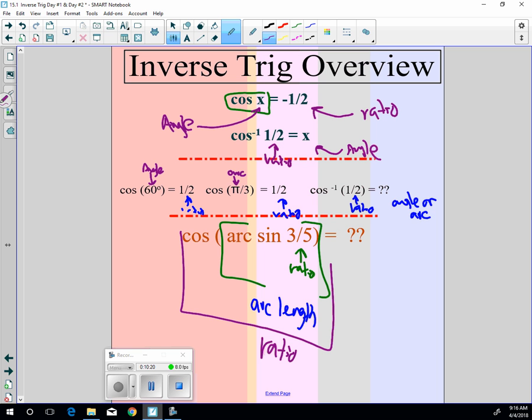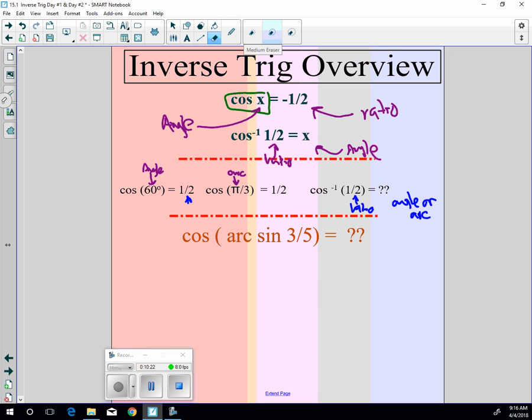Here's how it works. If you ever see a ratio in parentheses like this, you're going to be able to sing the Make a Triangle song. And I will write on the board, Make a Triangle, but here's the song.